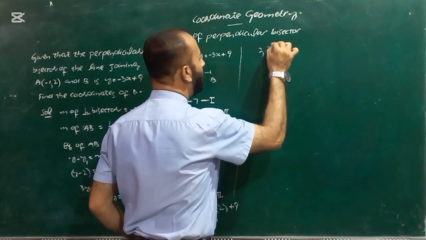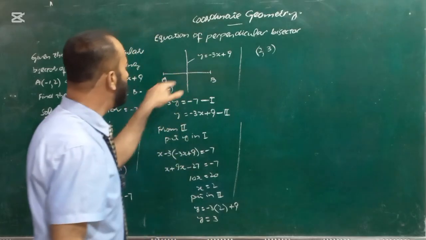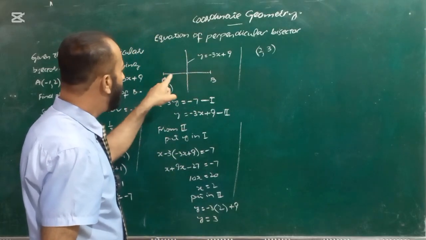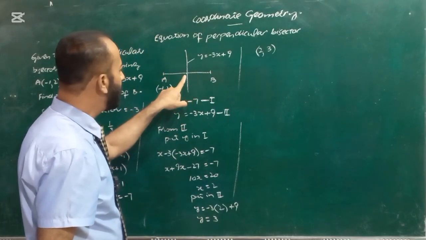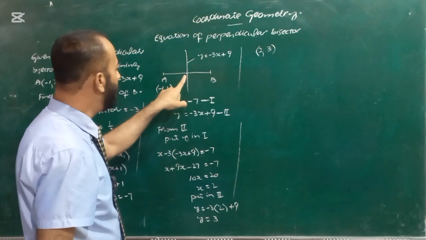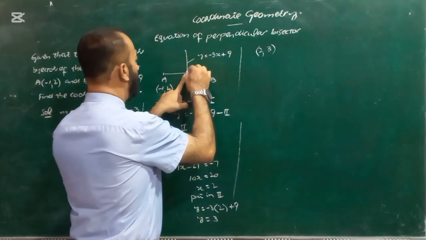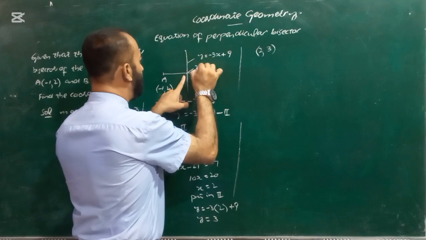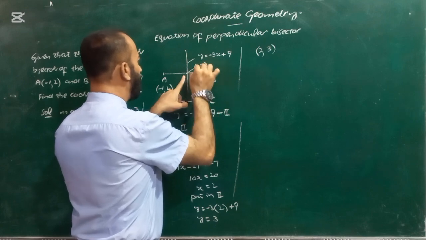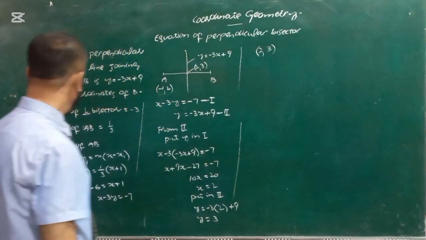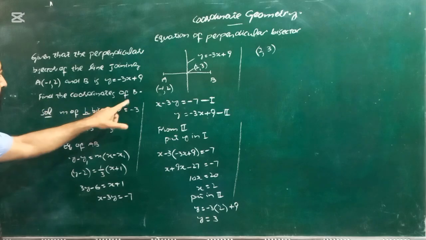So this is the point of intersection of the two lines. And because the two lines are intersecting each other at the midpoint, it means this is the midpoint of AB. So this point is (2, 3). Now the requirement is to find the coordinates of B.